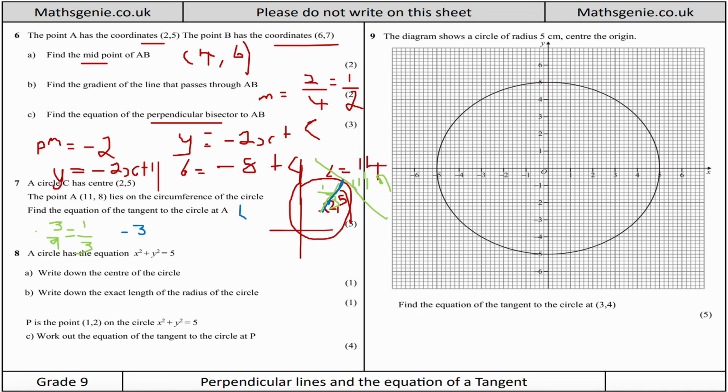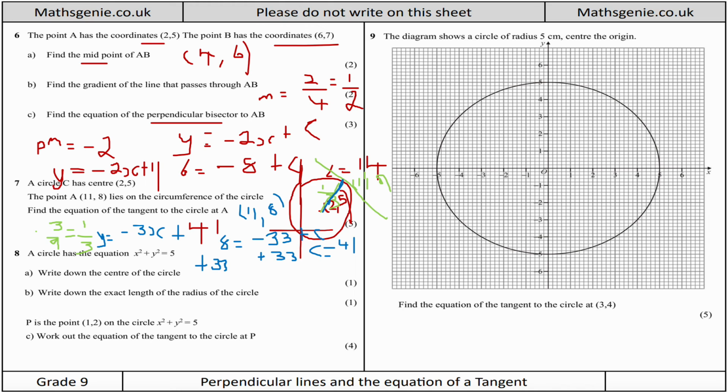So it passes through the point 11, 8. If I sub this into my equation, y equals mx plus c, I've got y is equal to -3x plus c. Subbing in x is 11 and y is equal to 8, I get 8 is equal to -3 times 11, which is -33, plus c. Adding 33 to both sides, I get that c is equal to 41. So it's going to be y equals -3x plus 41.